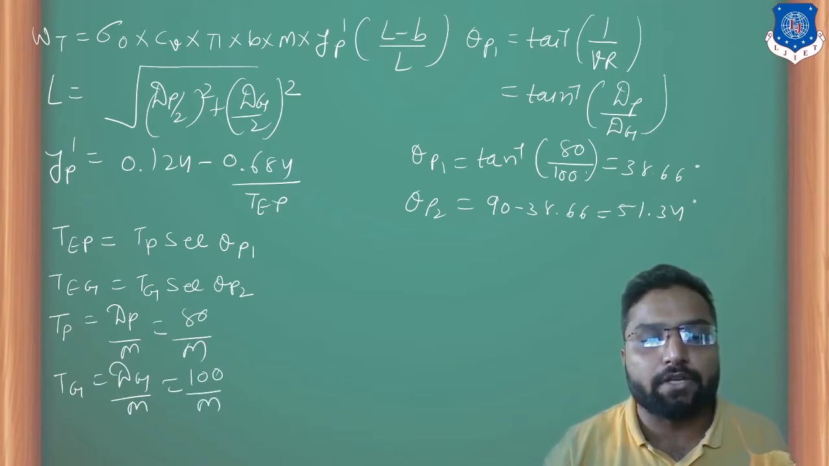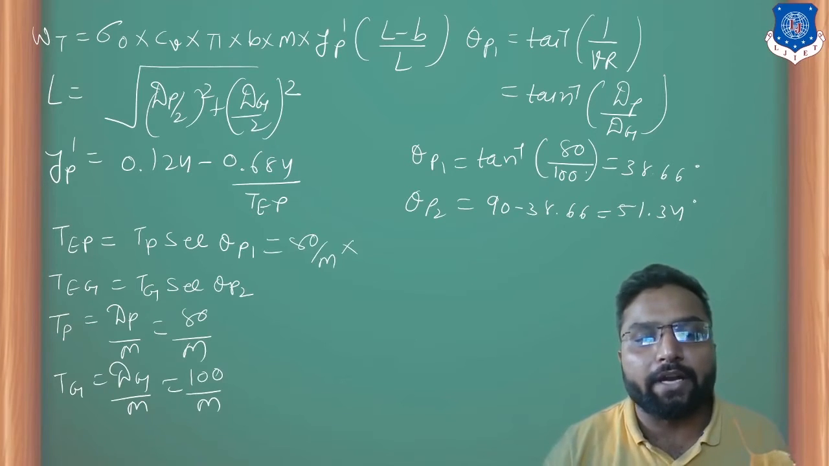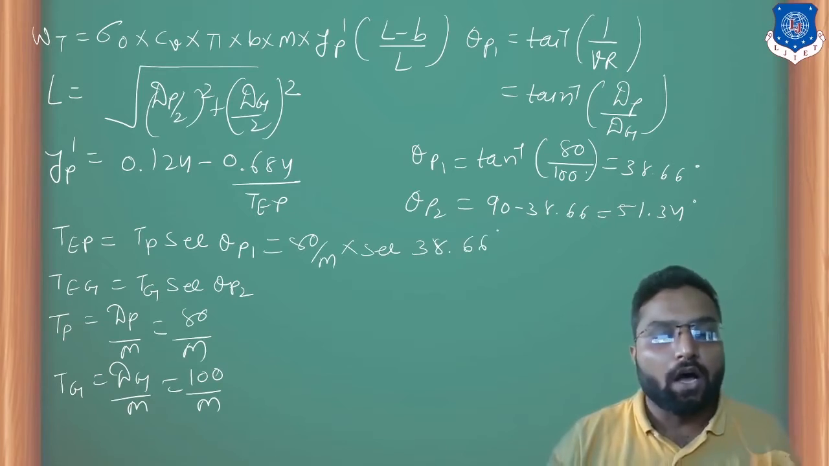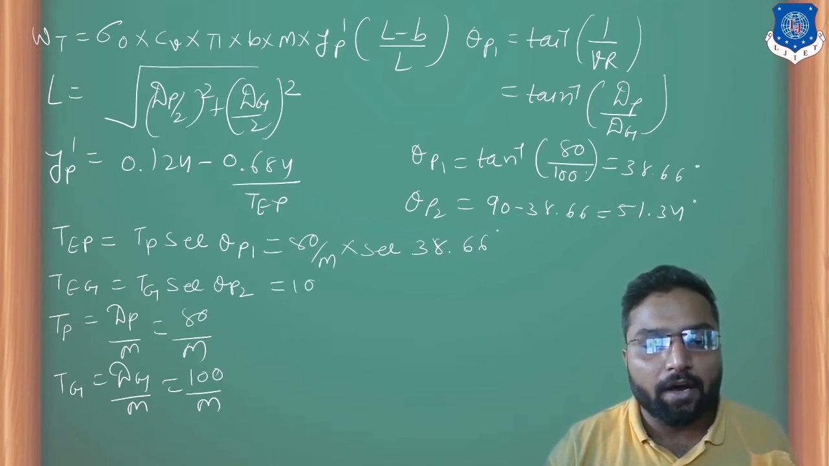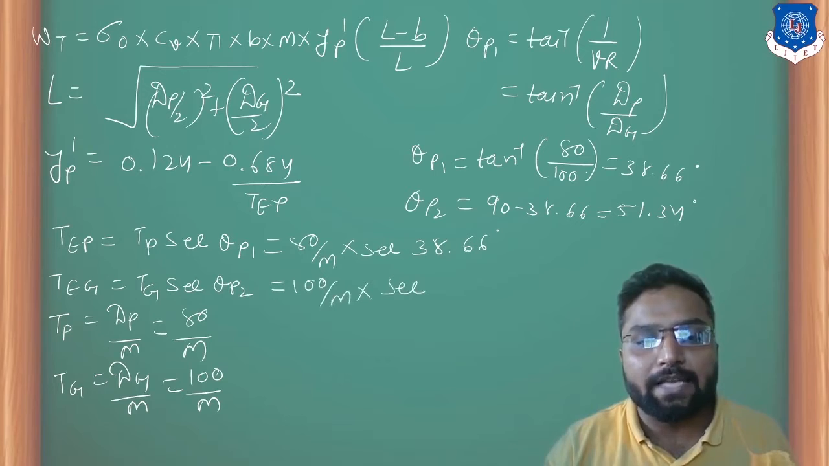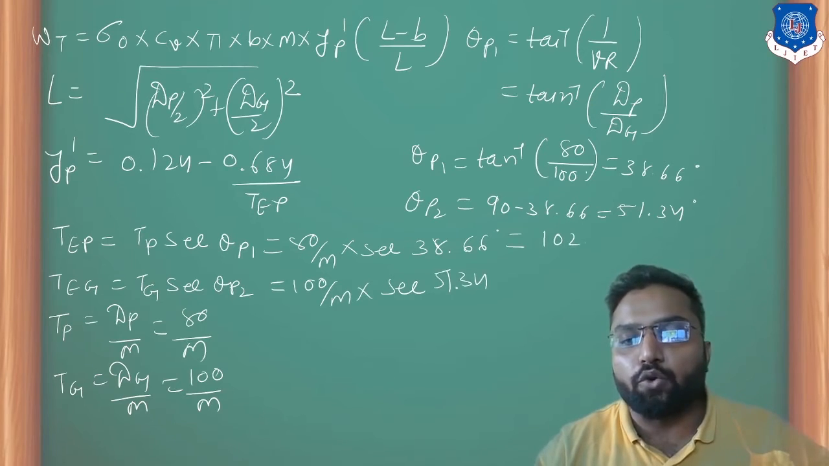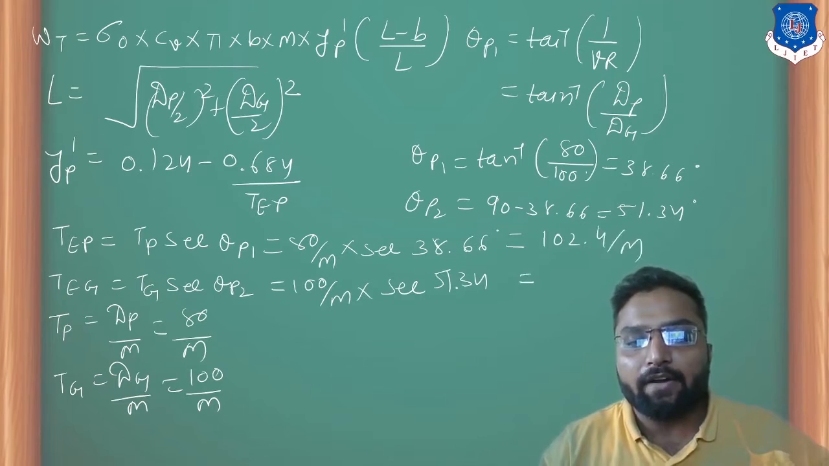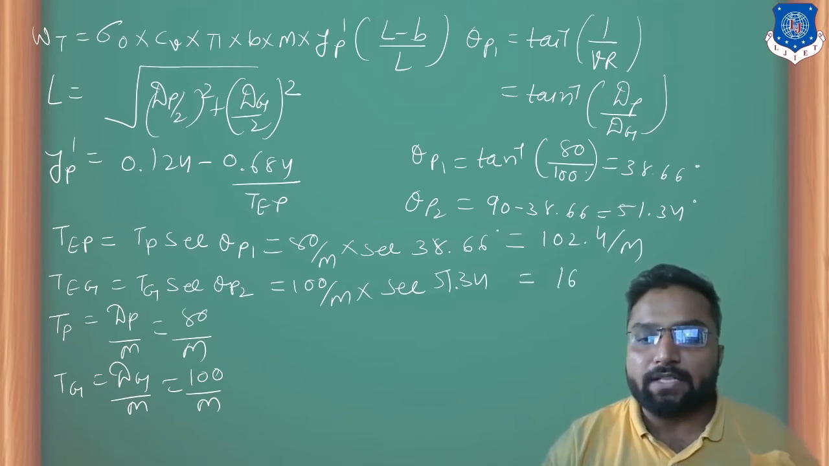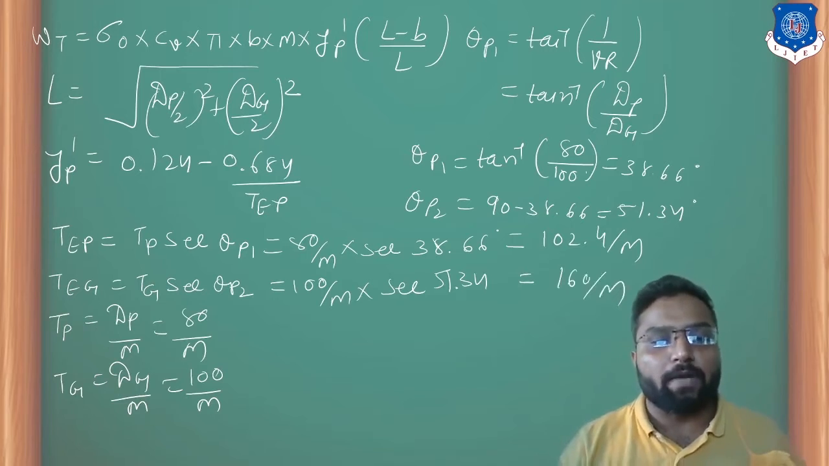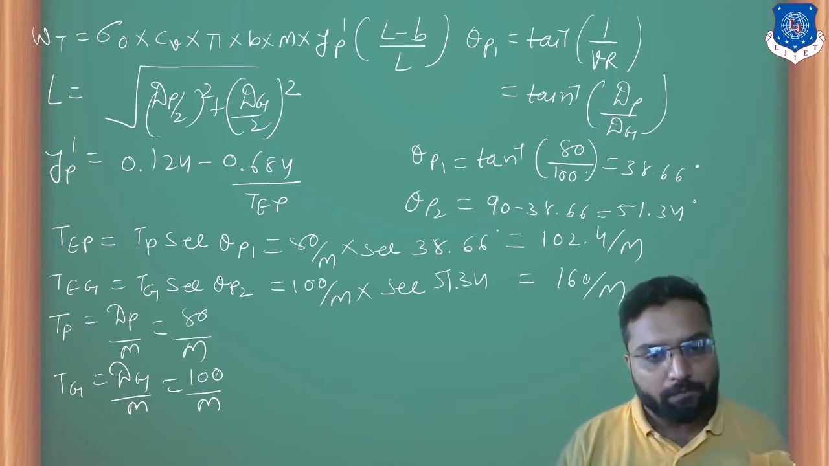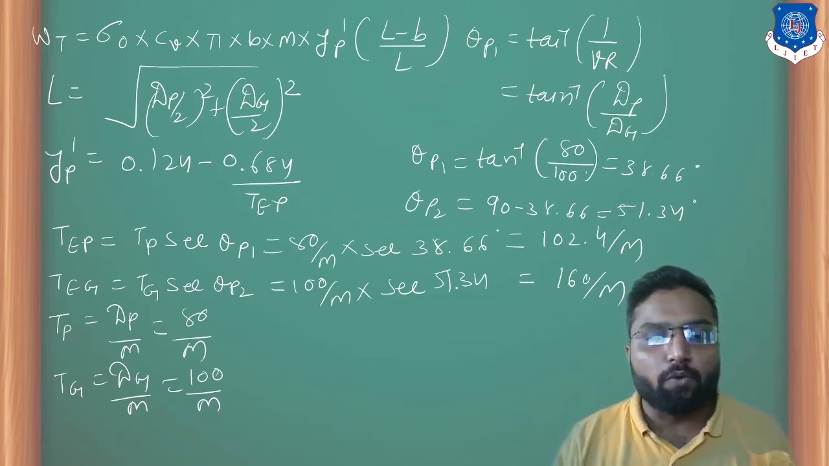Let's put this value in. 80 by module into sec 38.66. You can also put it like 1 upon cos 38.66, and for the gear, 100 by m into sec 51.34. So the value will be 102.4 divided by module, and for TEG it is 160 by module. So this will be the value for TEP and TEG. I hope you understand this. Clear? Let's move on to the next point.